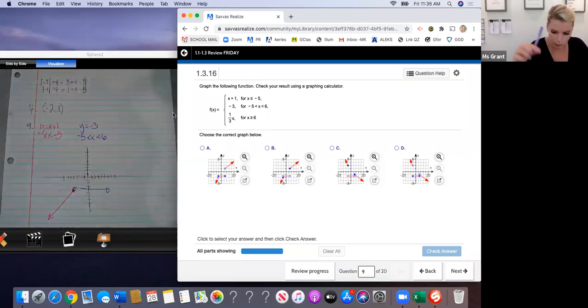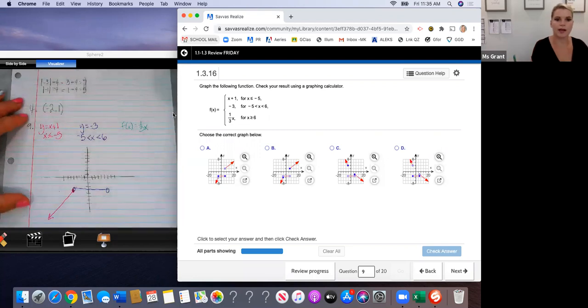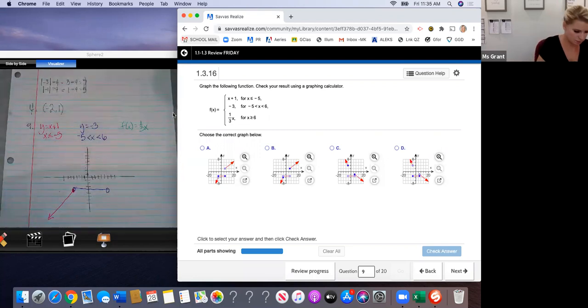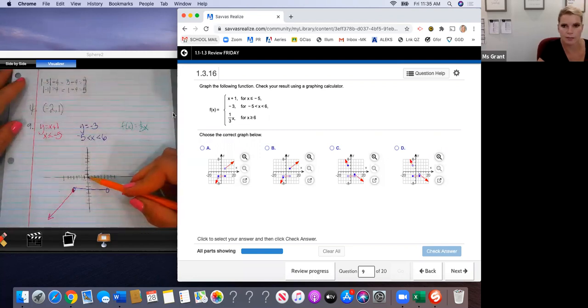Then 1/3 X. That's like 1/3 X plus 0. So again, let's do it in pencil just in case. Begin at 0 for my y-intercept.